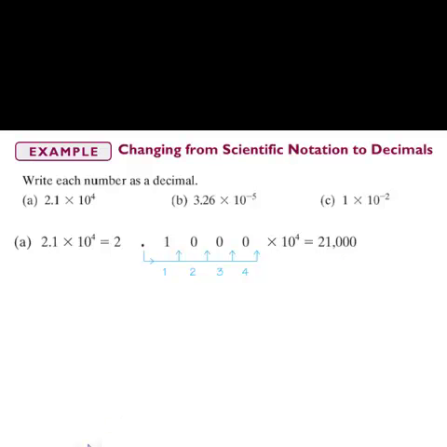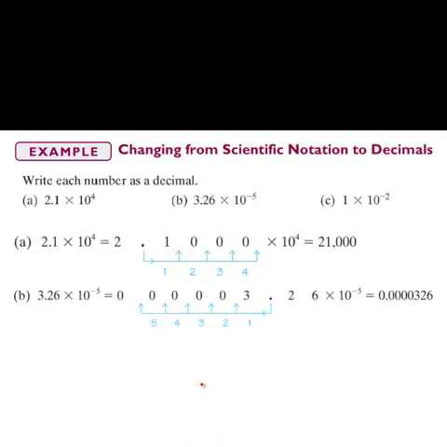Okay? Or you have 3.26 times 10 to the negative 5 power. That means that you're going to move a decimal point 5 units to the left. So you'll write your 3.26 with a bunch of zeros to the left, and then you count up 5 spaces for your decimal point. So that'll give you 0.0000326 as the number written in decimal form. Okay, because there are 5 decimal places between here and there.